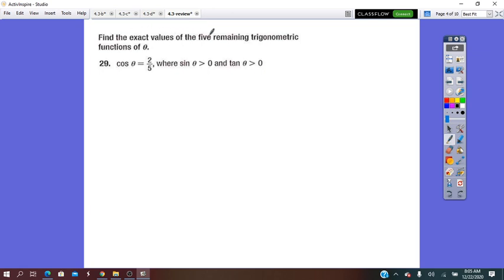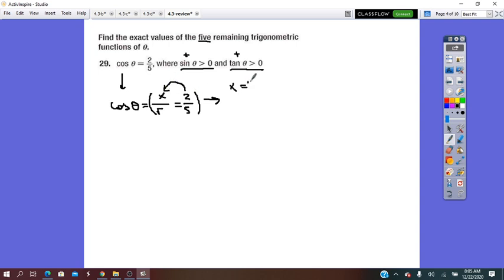Find the exact values of the 5 remaining trigonometric functions of theta. It is given cosine theta equals 2 over 5, and it is very important information here. Sine theta is greater than 0, which means it's positive, and tan theta is greater than 0, which means positive too. We know that cosine theta equals the ratio x over r, where r is the radius, and it is given equals 2 over 5. From this proportion, we can say that x is 2, and r, the radius, is 5.